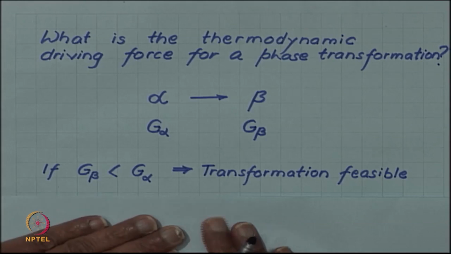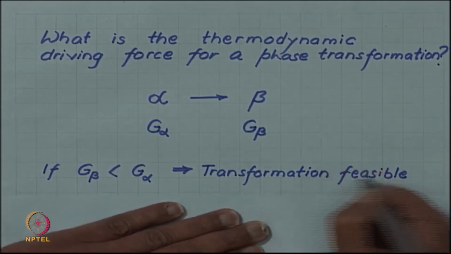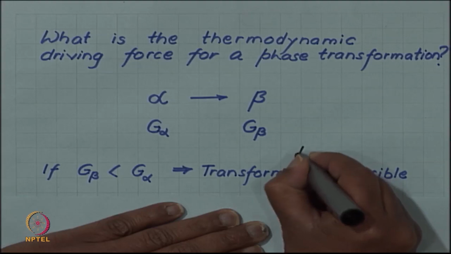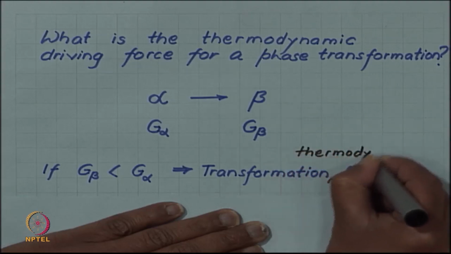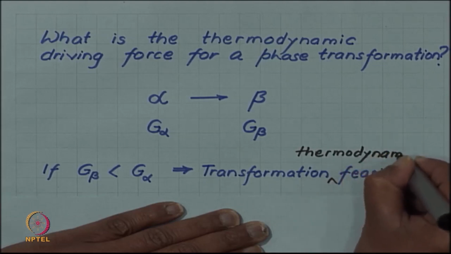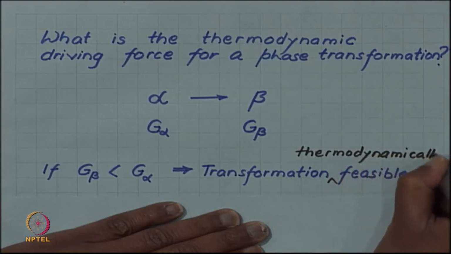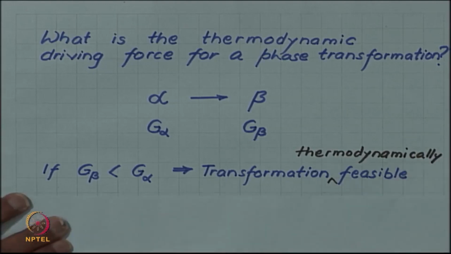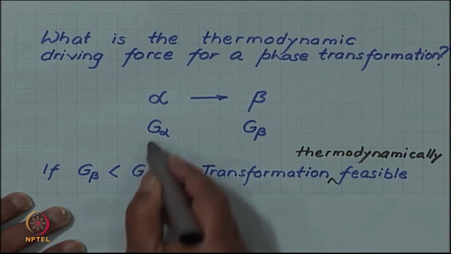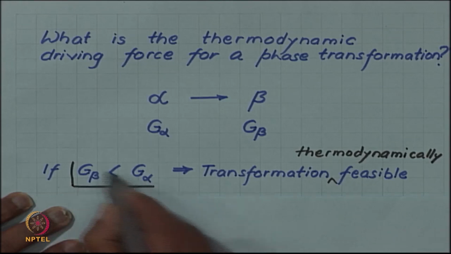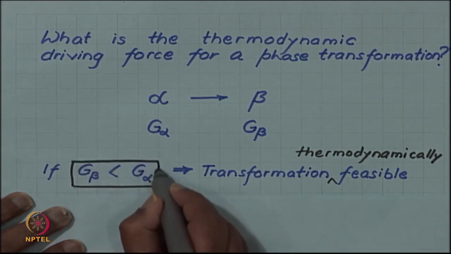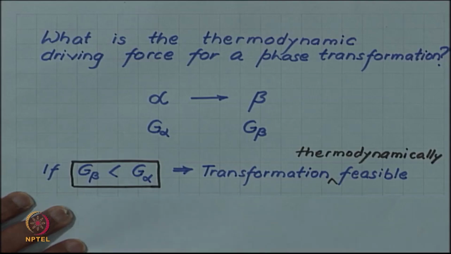The phase transformation will be thermodynamically feasible only if the final product phase, G beta, has a lower free energy than the starting phase alpha. So, this is an important condition for phase transformation to occur at constant temperature and pressure.